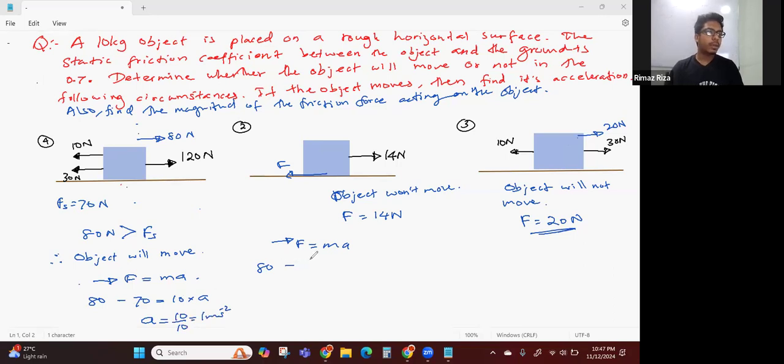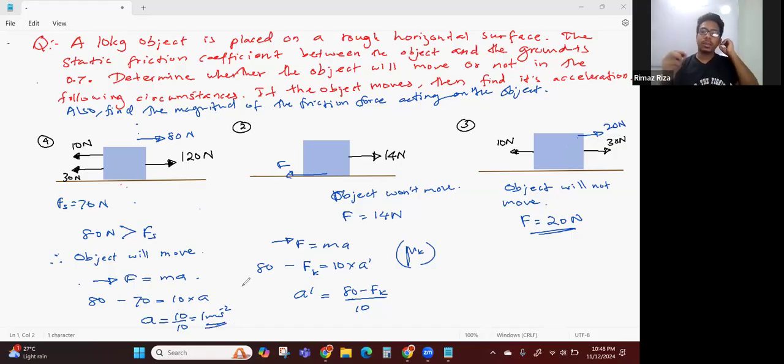So here we had to put Fk, the kinetic friction, and mass is 10 into A dash, let's say. Therefore A dash equals 80 minus Fk. Now we can't find Fk because we don't know the value of mu k, right? So A dash equals 80 minus Fk over 10. This is the instantaneous case. When it starts to slide, at that very instant, the acceleration is this initial acceleration.